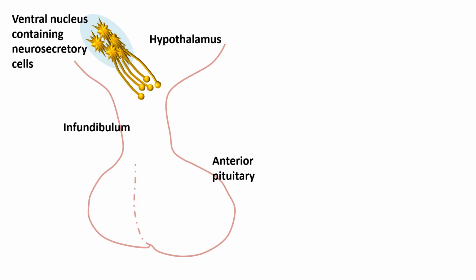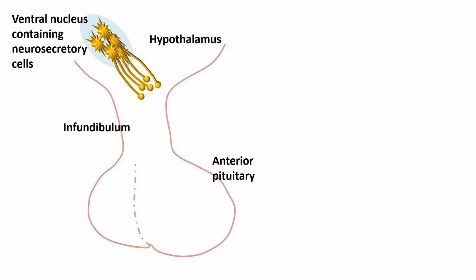So let's go through that in a little bit more detail. At the top there, you can see the hypothalamus. Ignore the little squiggly image inside it for the minute. That's joined to the anterior pituitary, or the pituitary in general, by the infundibulum. And we're going to be focusing here on the anterior pituitary, labelled there.